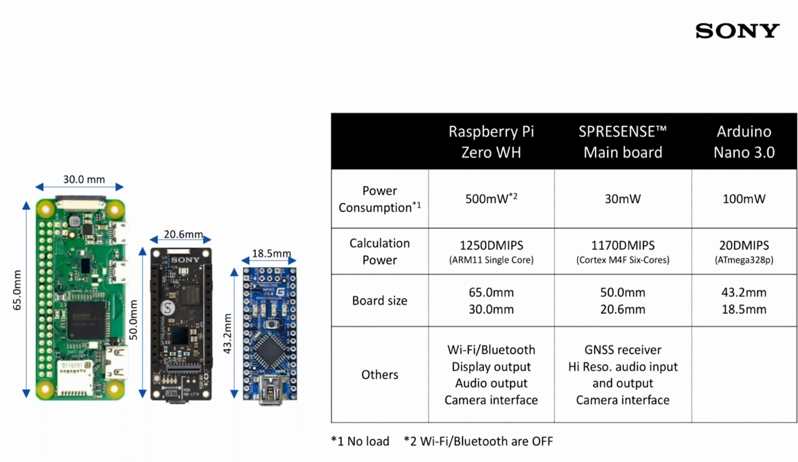So look at the power consumption. The power consumption for Spresense is the column in the middle. So the power consumption for Spresense is 30 milliwatt with 6 cores. And then if you compare it to Raspberry Pi, it is 500 milliwatt. And by the way, when I say power consumption, it means there is no load. And for the Raspberry Pi, I put a star 2 up there, so it's Wi-Fi and Bluetooth are off, right?